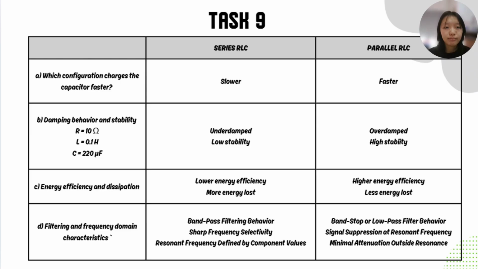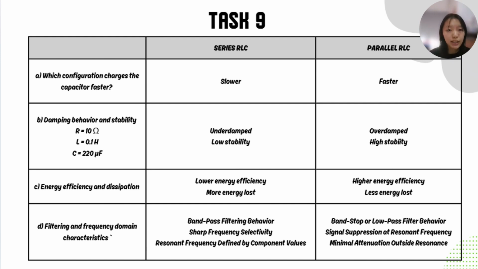Now, let's move on to task 9, where we summarize and compare the series and parallel LC circuits across 4 performance aspects. The first one is capacitor charging speed. The series LC charged the capacitor more slowly due to the inductor's resistance to current change and underdamped behavior, resulting in a longer settling time of 0.067 seconds. The parallel LC is faster, settling in just 0.03 seconds because the capacitor is directly connected to the source and isn't delayed by inductive effect.